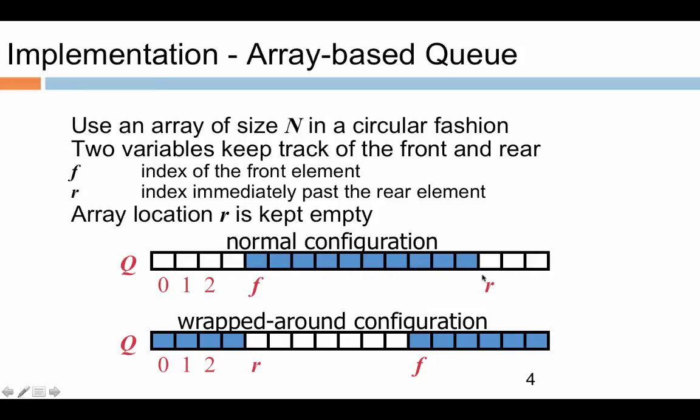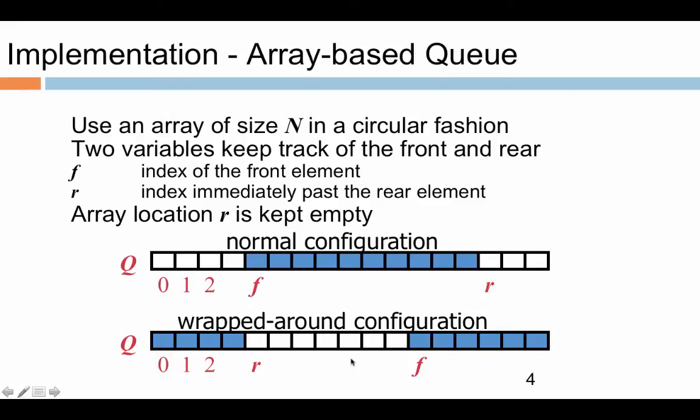Now, for example, observe that if in the normal configuration, if 3 more elements come, then they will be inserted into these 3 locations and the 0th location will become the rear of the queue. And in the meanwhile, if a few elements are dequeued, right, like you see here, and then 4 elements come to the rear of the queue, that is in the wrapped around configuration, this is the kind of picture that you get.